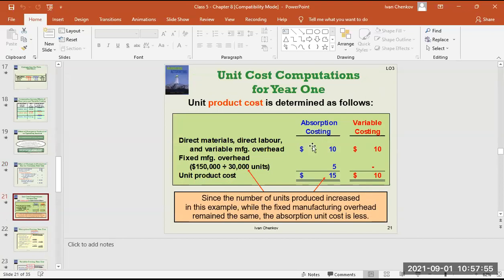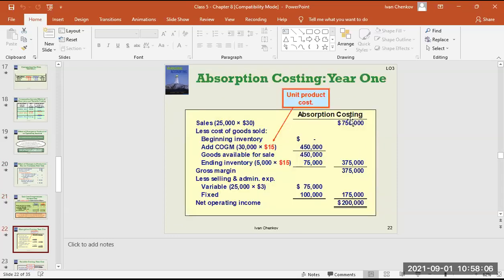So under absorption costing, our product is going to cost $15. Under variable costing, it's going to cost us only $10. And if we have to prepare the statements, they're going to be similar. So we're going to start with the cost of goods sold. We're selling 25,000 for $30, which is $750. No beginning inventory. We're adding cost of goods manufactured, 30,000 times 15.